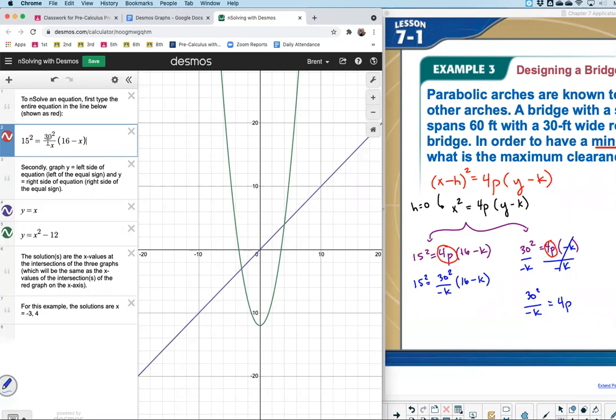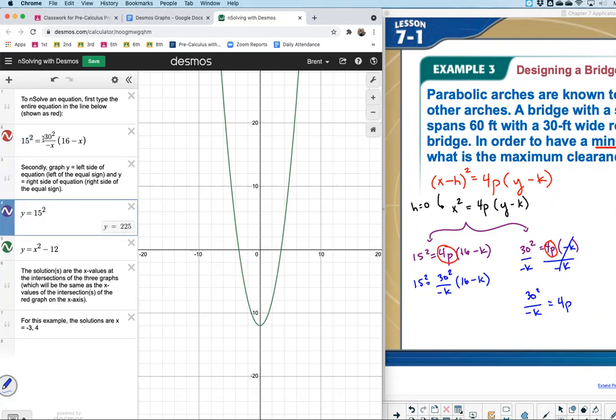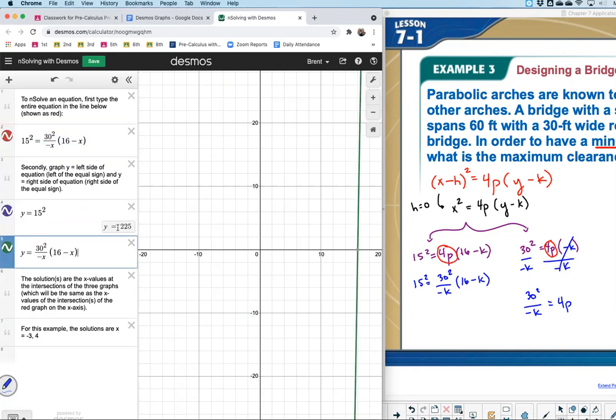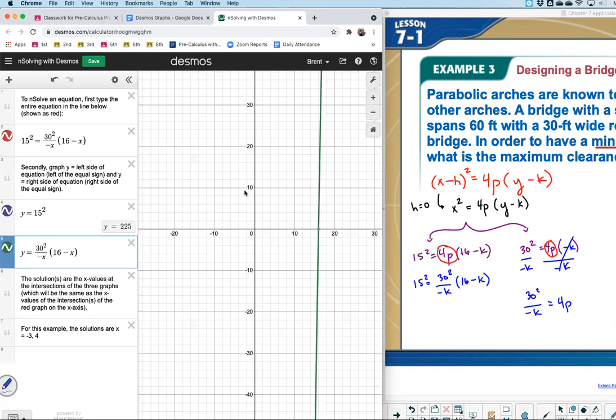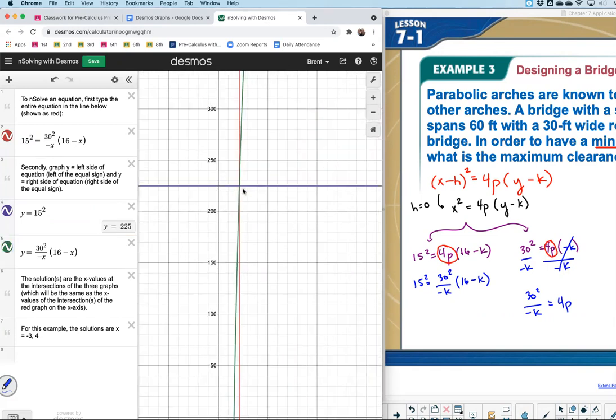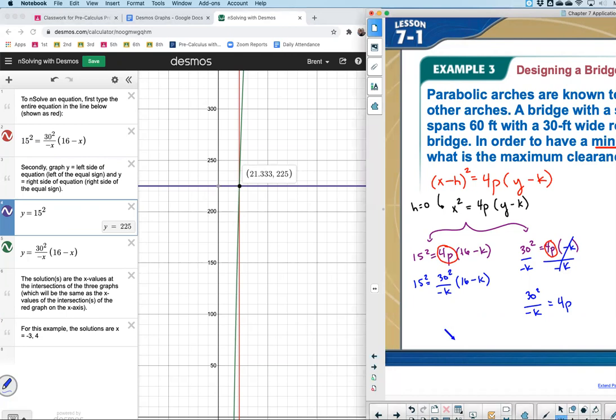So step 1 for my nsolve is you type in the equation exactly as it's shown to you. And then it says you graph y equals the left side of that equation and y equals the right side of that equation. If you have a constant, the intersection will be the solution and it'll happen on the y-axis at that height. So I do have a constant, it'll be at 225. If I zoom out, 225, that's where the solution will be. We just discovered that k has to be 21.33 feet. K is going to equal here 21.333 feet.